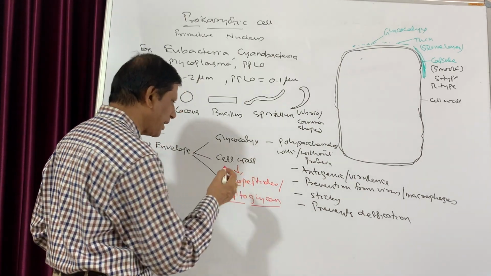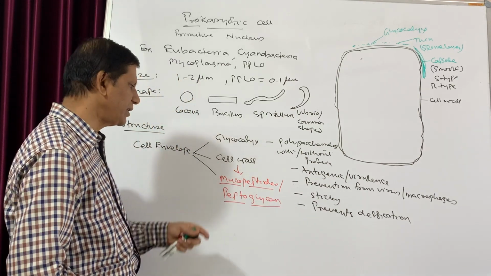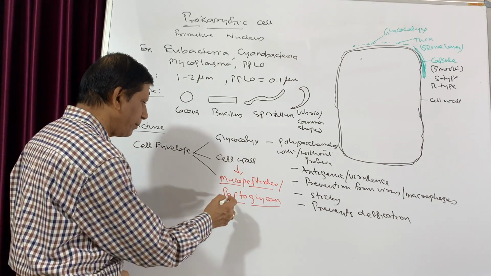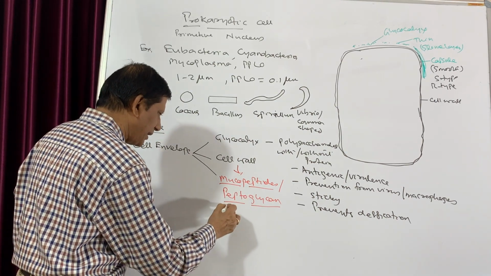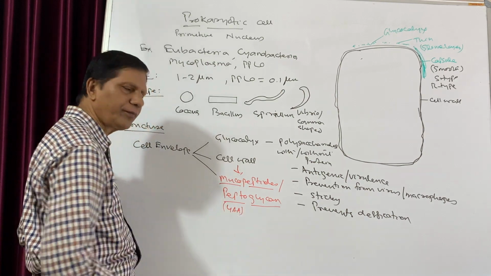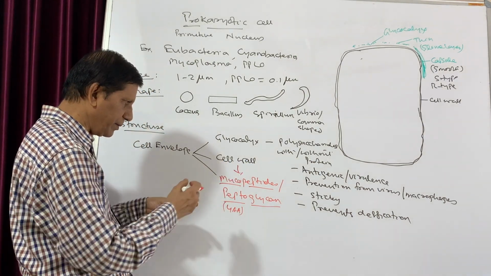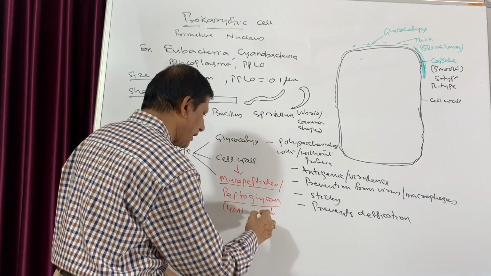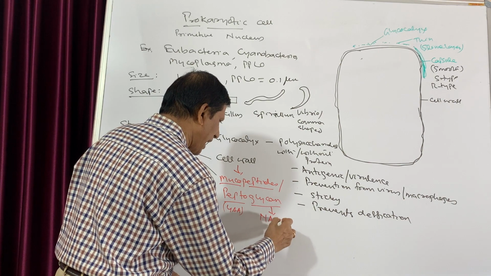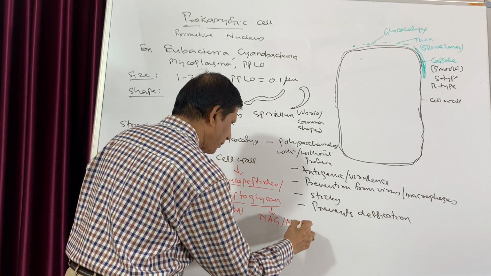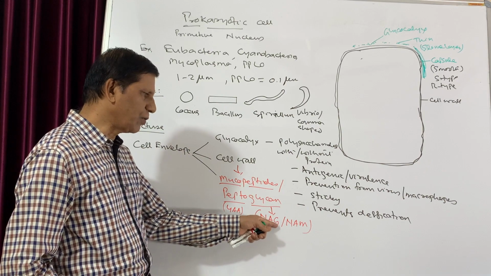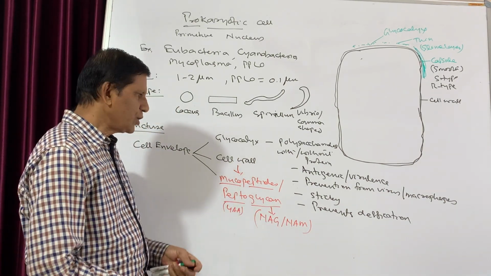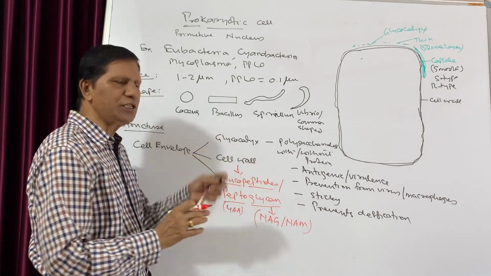Here, muco means carbohydrate and peptide means protein. That means we can call it mucopeptide or peptidoglycan. In the protein part, there are 4 amino acids in the form of a short peptide bond. In the carbohydrate part, there are 2 things, NAG and NAM, present alternately. This is N-acetyl glucosamine, this is N-acetyl muramic acid. So this is the cell wall that is present.